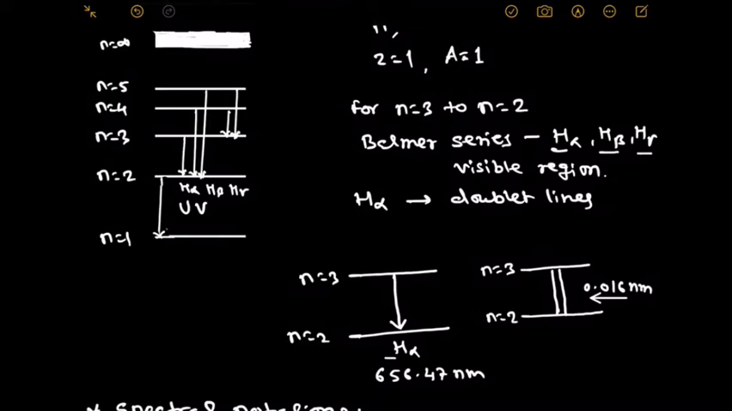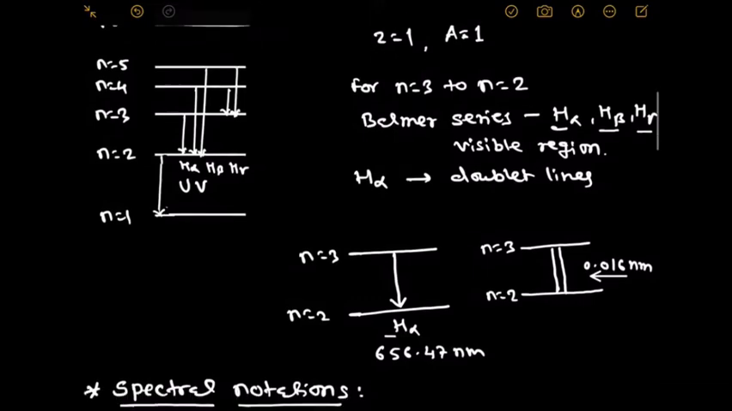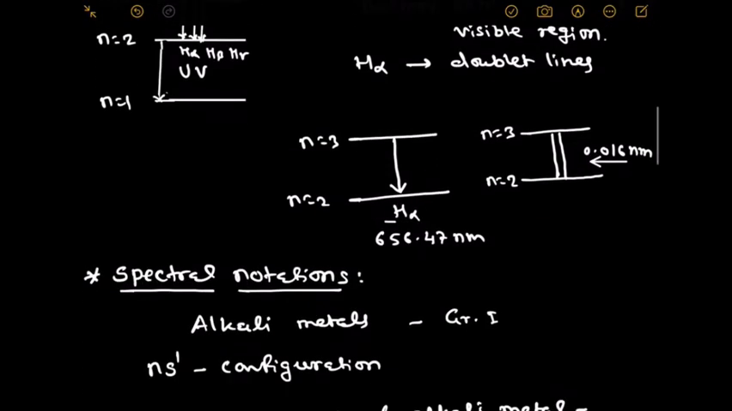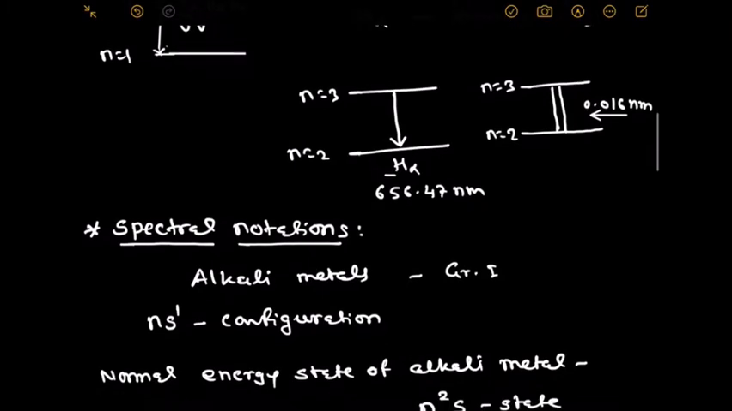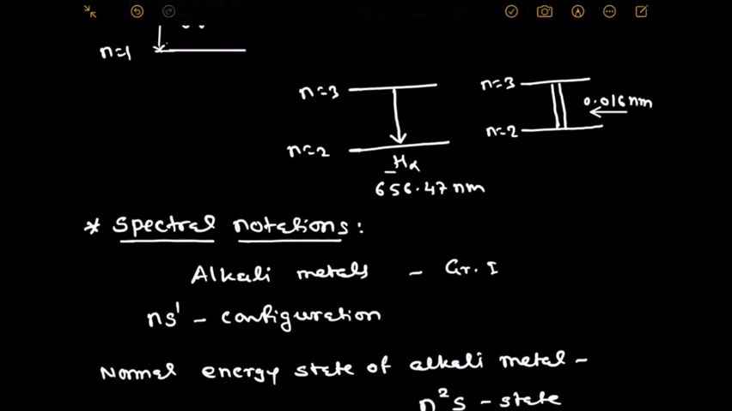Such a concept we use in this topic for other elements whose configuration is the same as the hydrogen atom. Now see, before that we first explain the spectral notations. To explain the spectral notation, we mostly choose the alkali metals. These are the elements in the periodic table that come under group one.